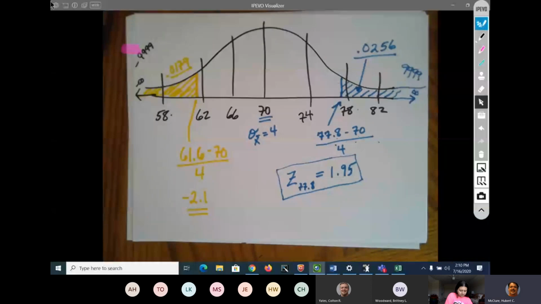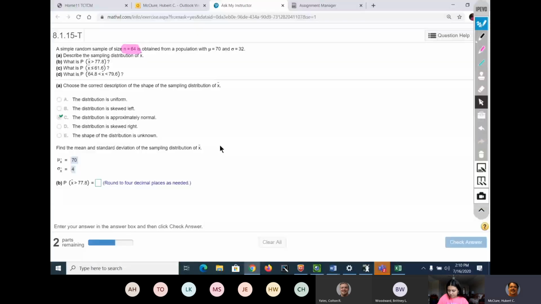All right, do the last one. The last one says between 64.8 and 79.6. I'm not going to help you on this one. Y'all got to do this one. If you can't do it, then that means you're a failure and probably should quit school. Get a job.